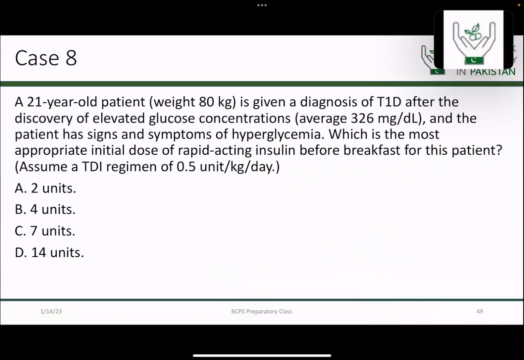This is the same question. I think I took it from the workbook. This patient is a 21 year old given a diagnosis of type 1 diabetes. Let's say the requirement is 0.5 units per kg per day. We have to see which is the most appropriate initial dose of rapid acting insulin before breakfast for this patient. We have already discussed this problem, so just give your responses quickly.